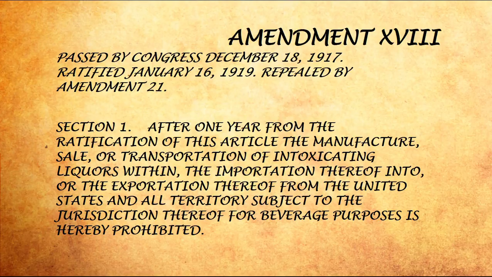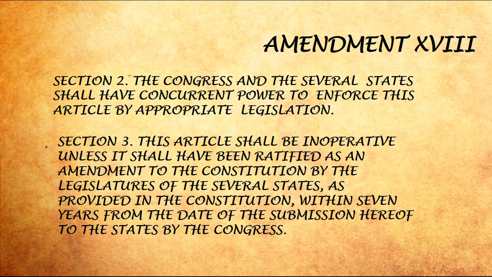Section 1. After 1 year from the ratification of this article, the manufacture, sale, or transportation of intoxicating liquors within, the importation thereof into, or the exportation thereof from the United States and all territories subject to the jurisdiction thereof for beverage purposes is hereby prohibited. Section 2. The Congress and the several states shall have concurrent power to enforce this article by appropriate legislation.